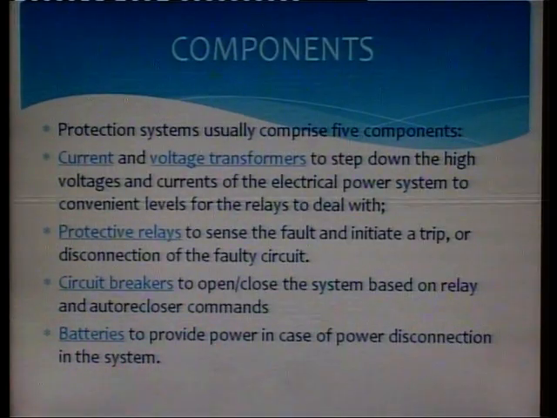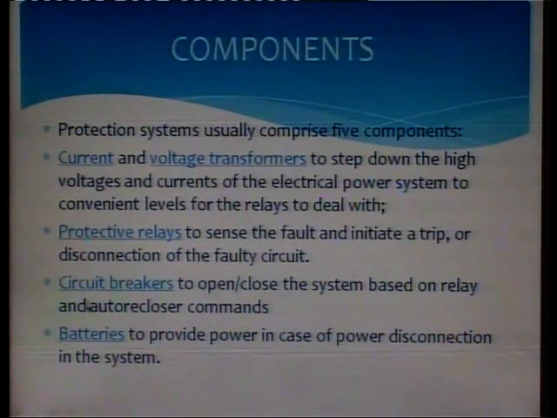Now, the second main component is the protective relay. The relays are basically used to sense the fault, and they will give the signal to the circuit breaker which is nearby the fault. So, we can say that protective relays are used to sense the fault and initiate a trip or disconnection of the faulty circuit. The relays sense the fault and give the signal to the circuit breaker.